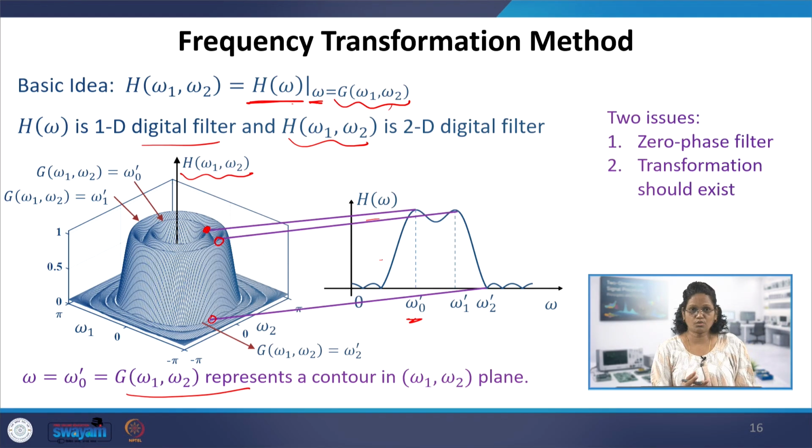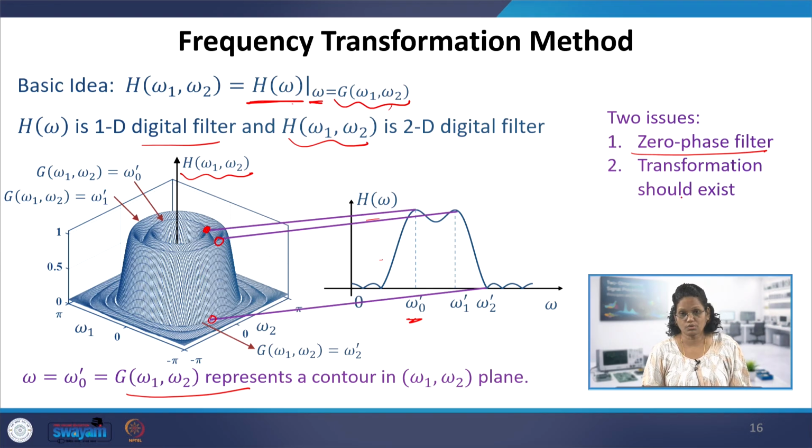There are two issues. One is that a zero phase or linear phase filter needs to be obtained. The H of n1, n2 that we get as the inverse transform should have zero phase. That means the coefficients should be symmetric, at least two-fold symmetric, and then the transformation function should exist. So these are the two issues faced in choosing the transformation function.